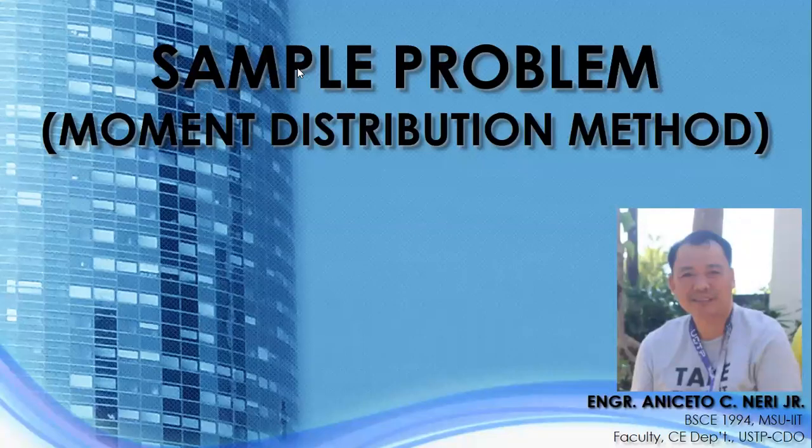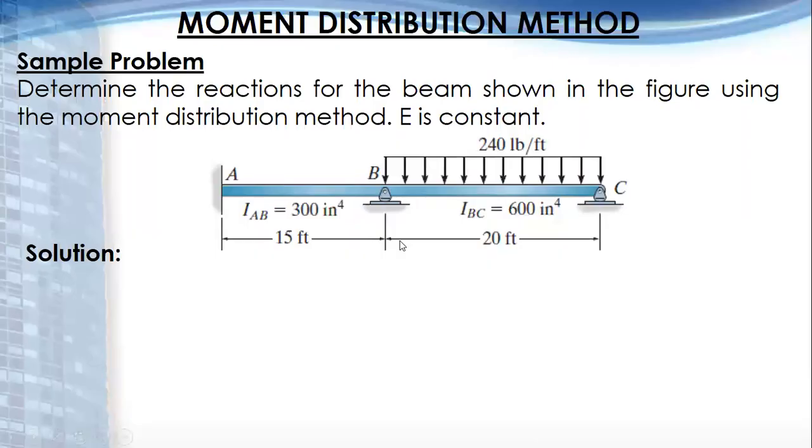In this video, I'm going to solve a sample problem about moment distribution method. Here's the problem. Determine the reactions for the beam shown in the figure using the moment distribution method. E is constant. Okay, so the first step is to solve for the fixed end moments.